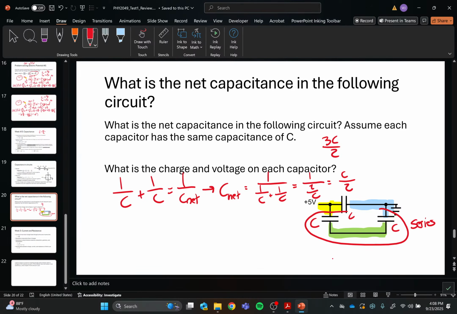Great. Then we redraw the circuit. Now I've got a capacitor up top, I've got my voltage source, I've got one up top and one on the bottom. Capacitor, capacitor, those are in parallel. How am I going to add those together? You just add them. This one's C over 2, this one's C. So C net equals C plus C over 2 equals 3C over 2. Great. Awesome. What's the charge and voltage on each one?